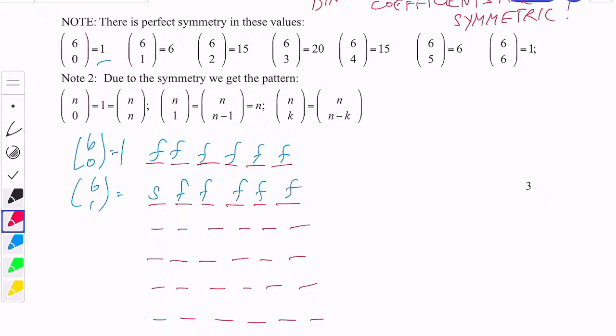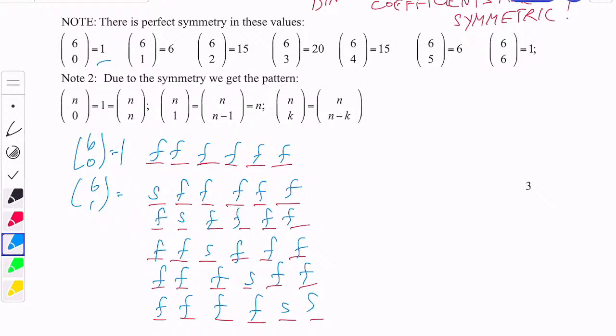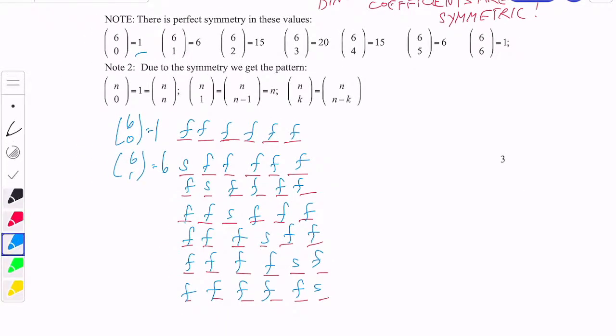So you can see all the different ways. I'm just going to show people who don't see it automatically. Basically, I'm just going to scroll this S through, right? So how many ways? 6 ways. All right, so that's how it works.